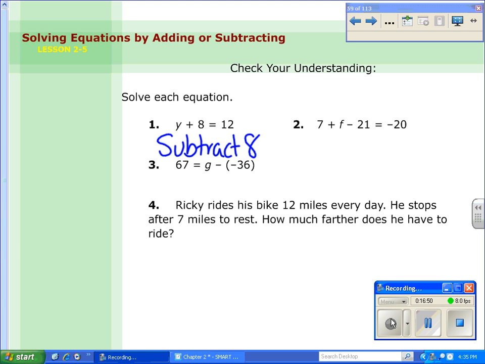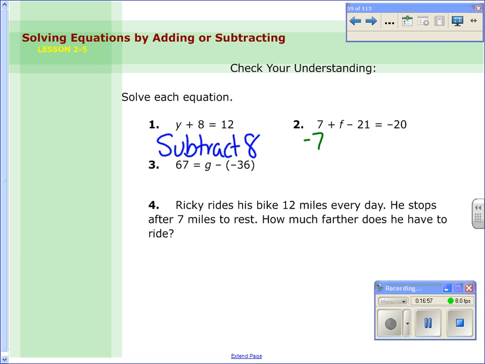All right, for number 2, now it really depends on how you would do this. Some people would say, oh, I'd subtract 7 from each side. Then I would go ahead and add 21. If that's what you would do, that's fine. I know some people instead might say, oh, well, 7 and negative 21 are basically both constants. I can put those together.